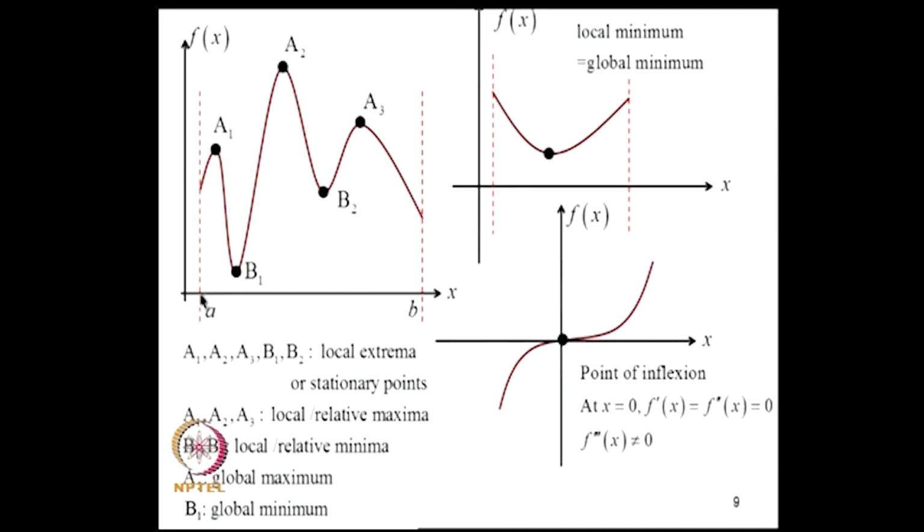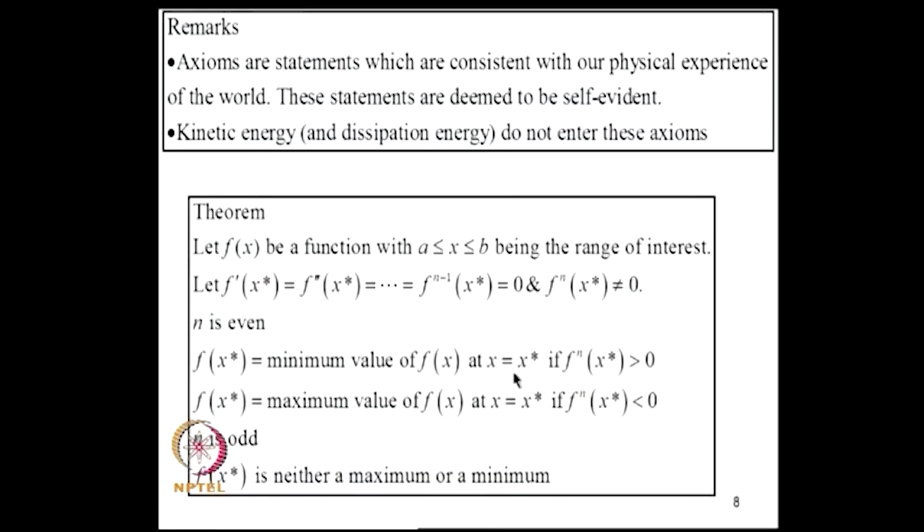In the range of x between a and b, a2 is the global maximum. Similarly, b1 is the global minimum. In this function, again lying between these 2 points a and b, the local minimum and global minimum coincide. Here at this point f prime of x is 0, f double prime of x is 0, but f triple prime of x is not 0. So, this is a point of inflection. Okay, so this also is embedded in the statement of this theorem.